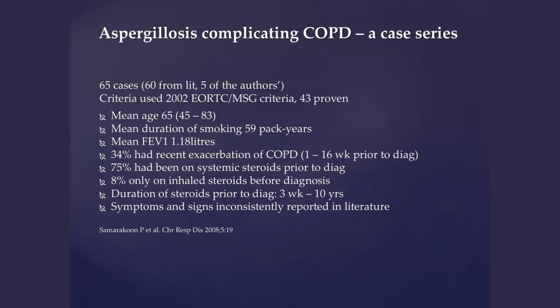And if you still get a diagnosis, maybe you should really think that there is some truth in this association. So all were quite elderly, all had very advanced disease with a very poor FEV1. A lot had a recent exacerbation, which implies more steroids, more antibiotics. And of course, unfortunately, symptoms and signs were not consistently reported.